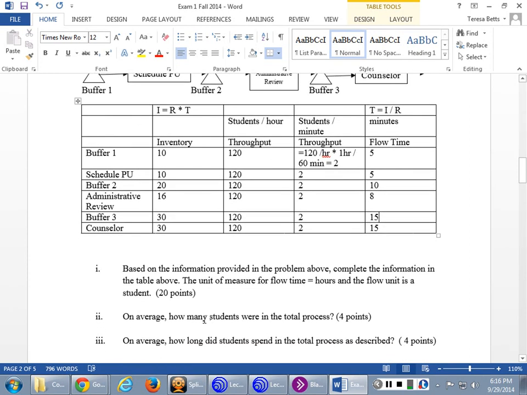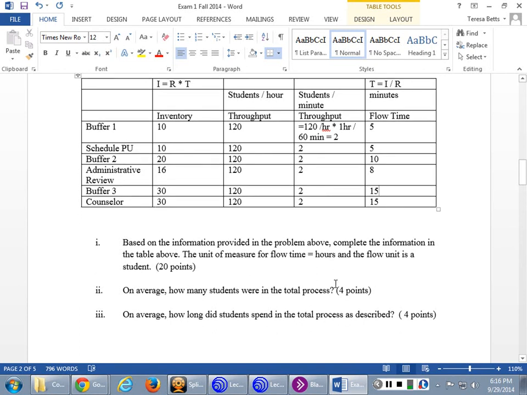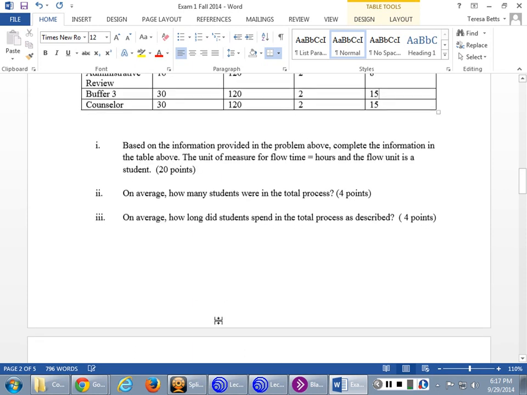On average, how many students were in the total process? Well, I'm going to sum up my inventory. 10 plus 10 is 20, plus 20 is 40, plus 60 is 100, plus 16 gives me 116 students, right? And on average, how long did the students spend in the total process? The best way to get that is to take the inventory divided by the throughput. So we have 116 students divided by 2 students per minute, which gives us 58 minutes, okay? Everybody tracking with that? Okay, good.